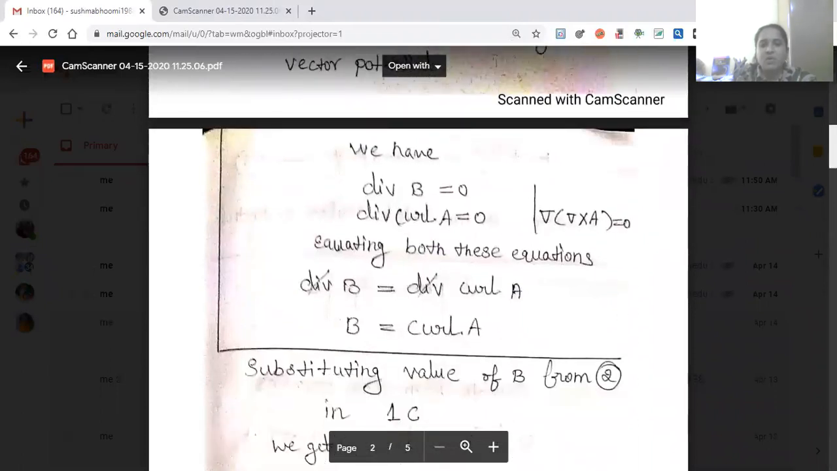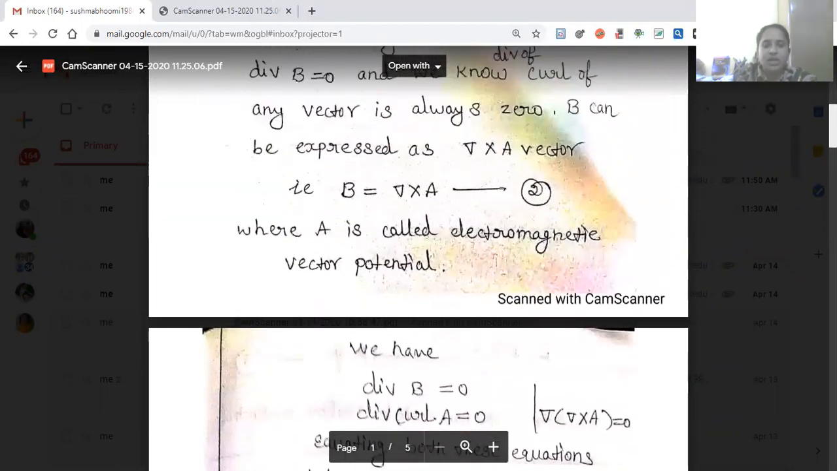We have divergence of B equal to 0 and divergence of curl of A equal to 0, so we'll equate both. That is, divergence of B equal to divergence of curl of A. The divergence cancels on both sides, and B equal to curl of A. This A we call the vector potential.